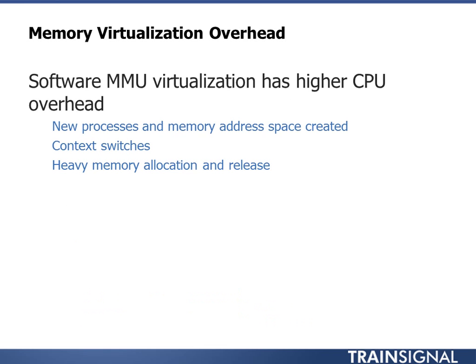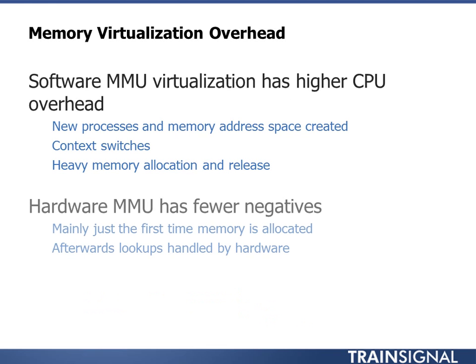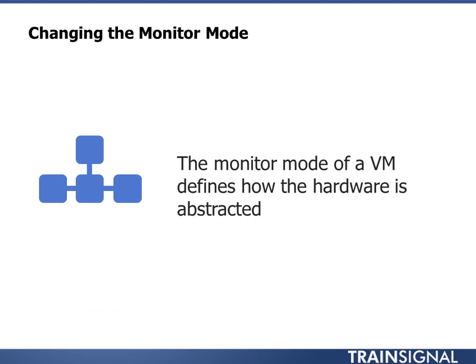So a little bit about memory virtualization overhead. Software MMU virtualization has a higher CPU overhead. If you think about it, something has to manage those memory abstractions in the page tables, and that's the regular old CPU. So when a new process's memory address space is created, context switches, heavy memory allocation, all those involve the CPU. Hardware has fewer negatives. Go figure, right? Hardware's faster. It's mainly just the first time memory is allocated that it causes a performance impact. Afterwards, lookups are handled by the hardware, so it's not a big deal. Again, software slower, hardware faster.